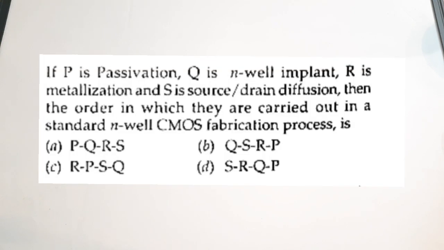So now you can see the question on the board. Anyway, I'll read the question for you. If P is passivation, Q is N-well implant, R is metallization, S is source drain diffusion, then the order in which they are carried out in the standard N-well CMOS fabrication is dash. Various options are given. Now, for the case of N-well CMOS fabrication, the following steps are in the order.